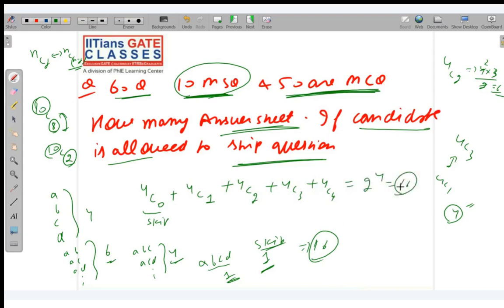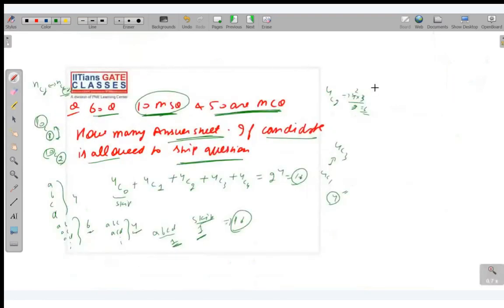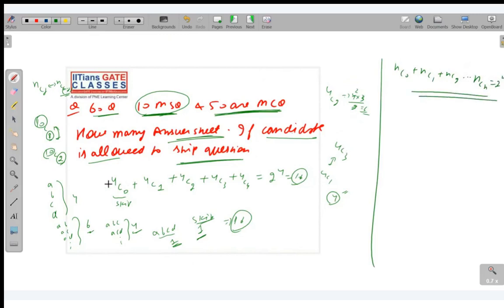So this is again a very beautiful identity. Let me tell you. The identity is nC0 plus nC1 plus nC2 dot dot dot nCn. It is nothing but 2 power n. So 4C0 plus 4C1, 4C2, 4C3, 4C4, what will it be? 4 is up, na? See this. So 2 power 4 is the answer. nC0, nC1, nC2, nC3, nCn. So n is up, na? So 2 power n was the answer. So same scenario, you will say 16.